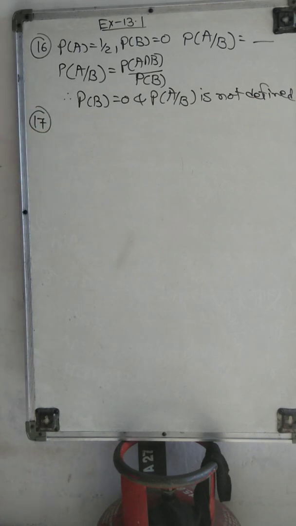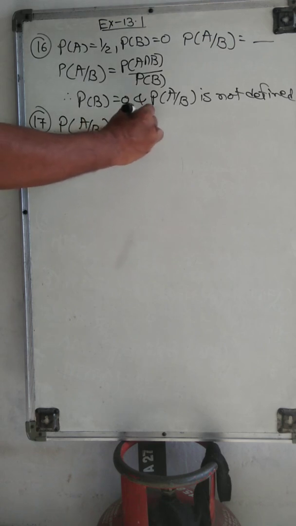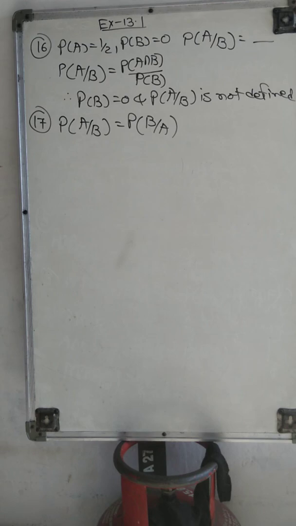In the 17th, it is given that A and B are two events such that P(A|B) is equal to P(B|A). Then which one is true?